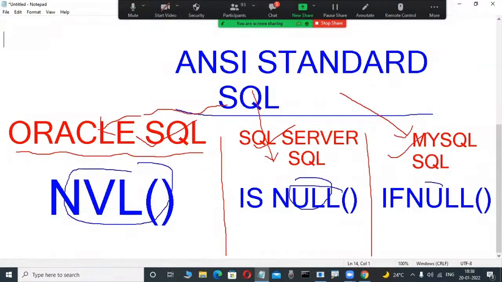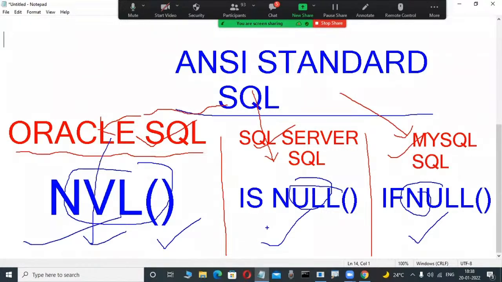And the versions are syntactically totally different. Here the create procedure syntax is different, and here the create procedure syntax is different, with slight differences. Suppose some function like MONTHS_BETWEEN is there in Oracle SQL only. Can I use the same function in SQL Server SQL? No, there is DATEDIFF, which is another function.